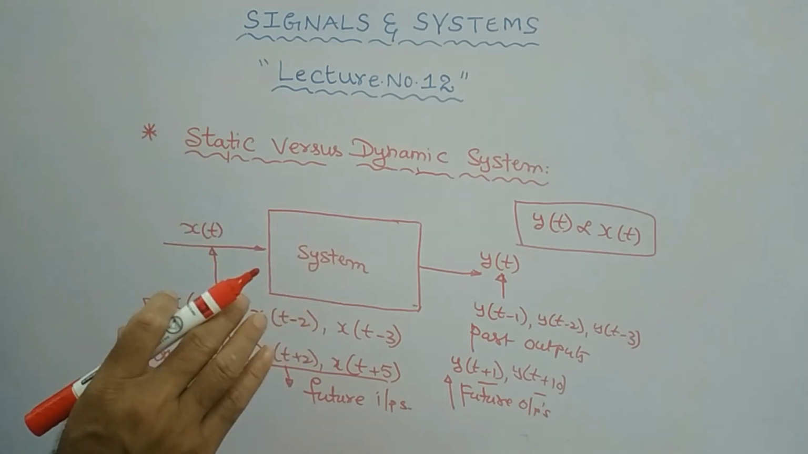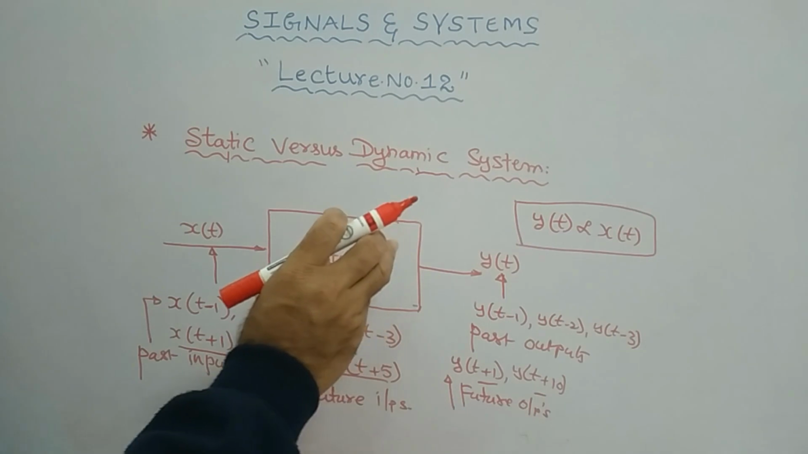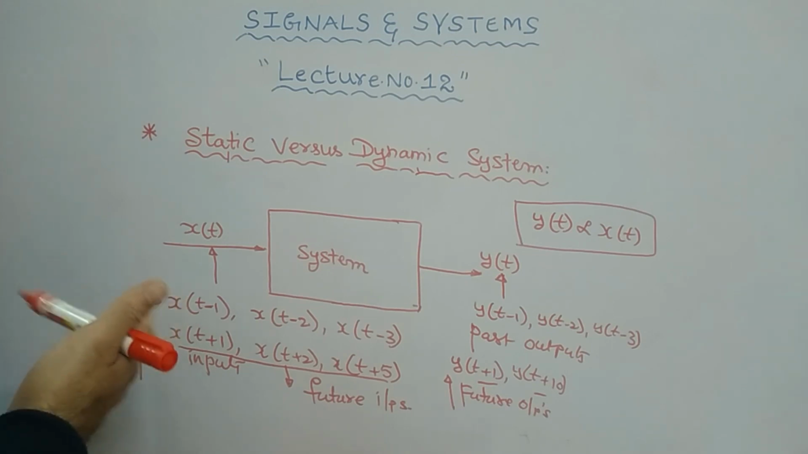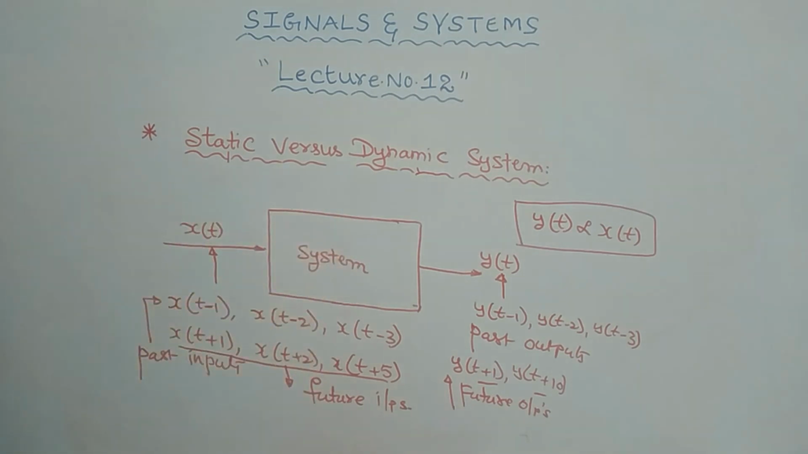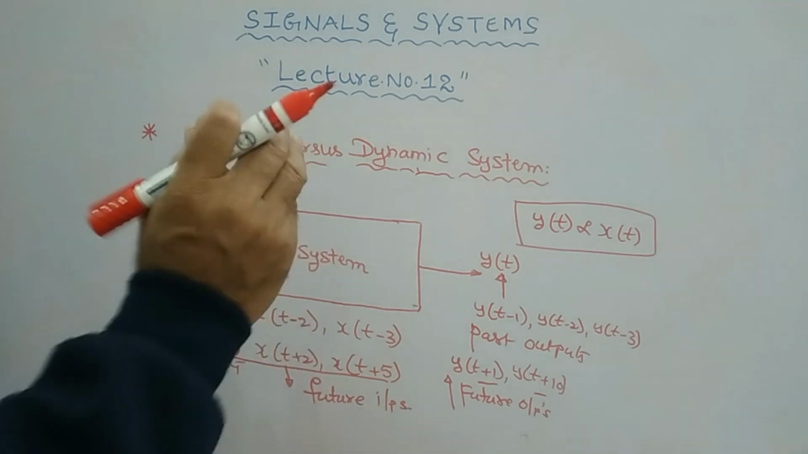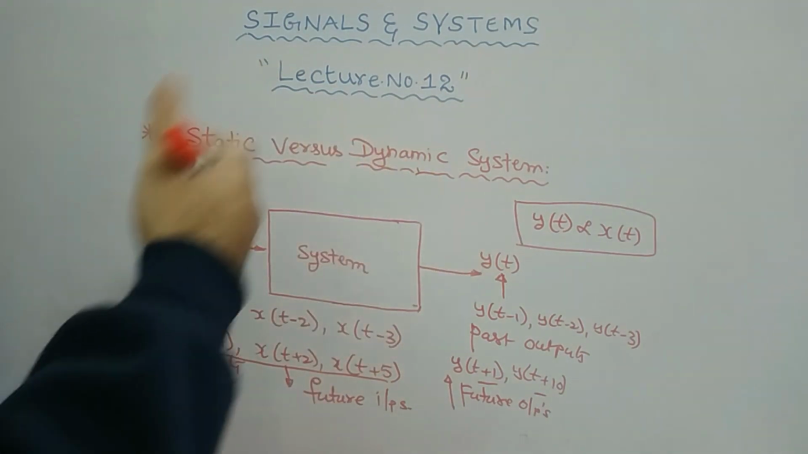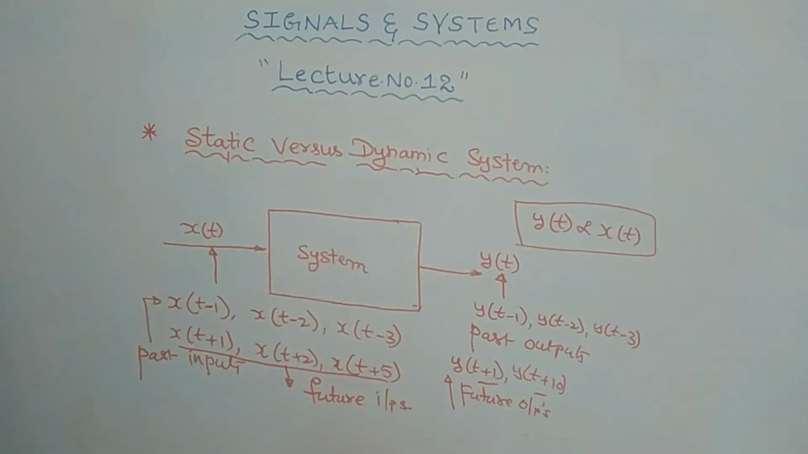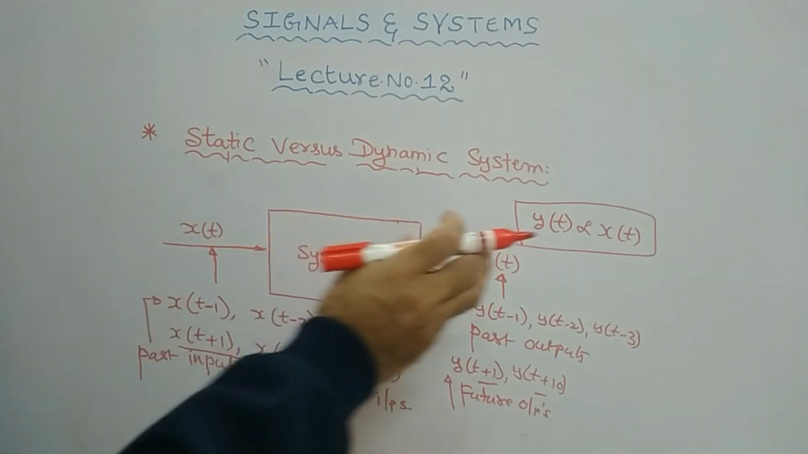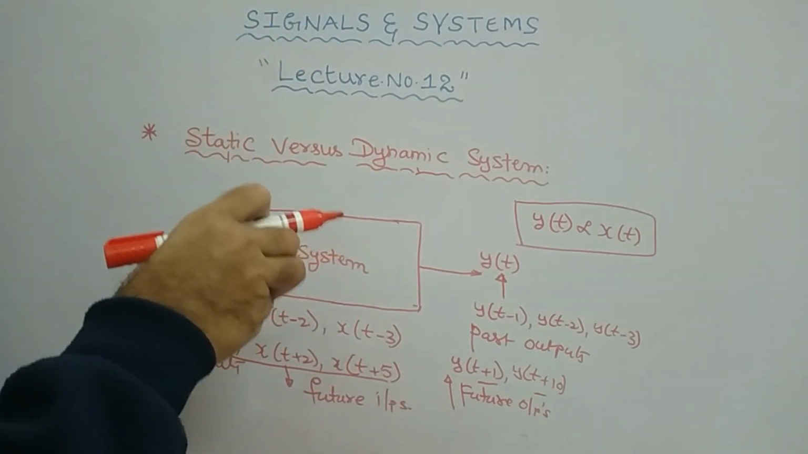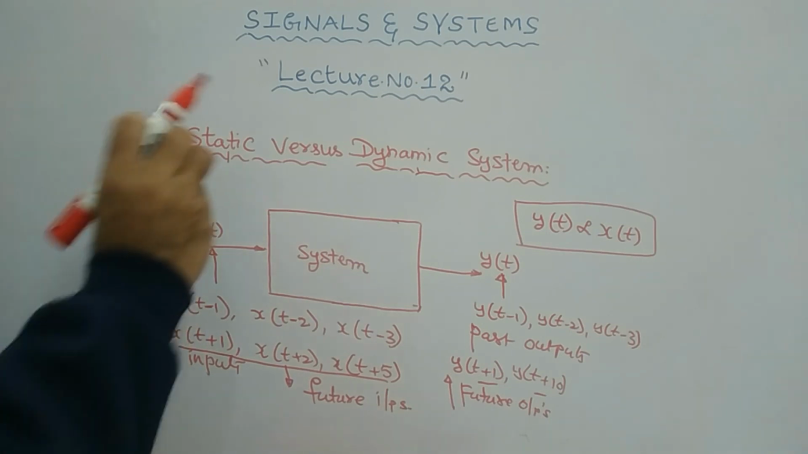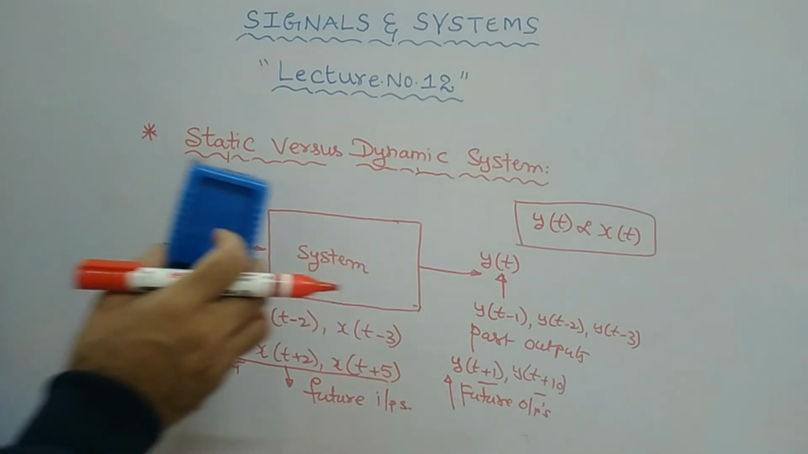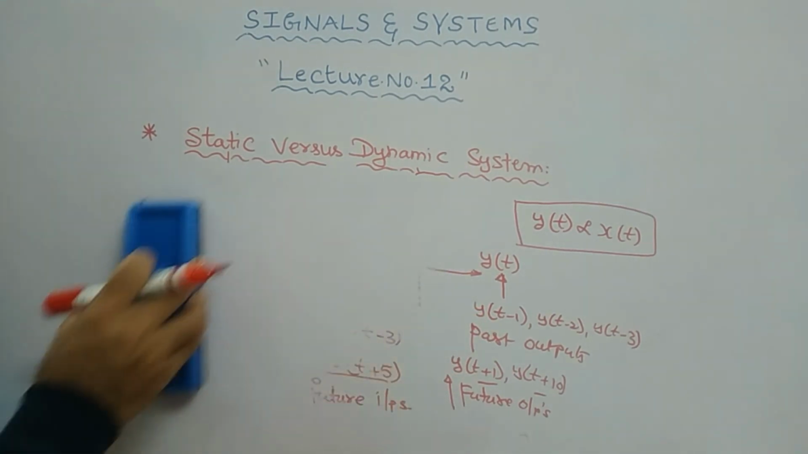Otherwise, if your output depends on any past input as well as the future input, then your system is called dynamic. Dynamic means it depends on past as well as future input, whereas static means it depends on the present input at the same instant of time only. That is what static actually is. I will explain a simple example so that you can understand very clearly.